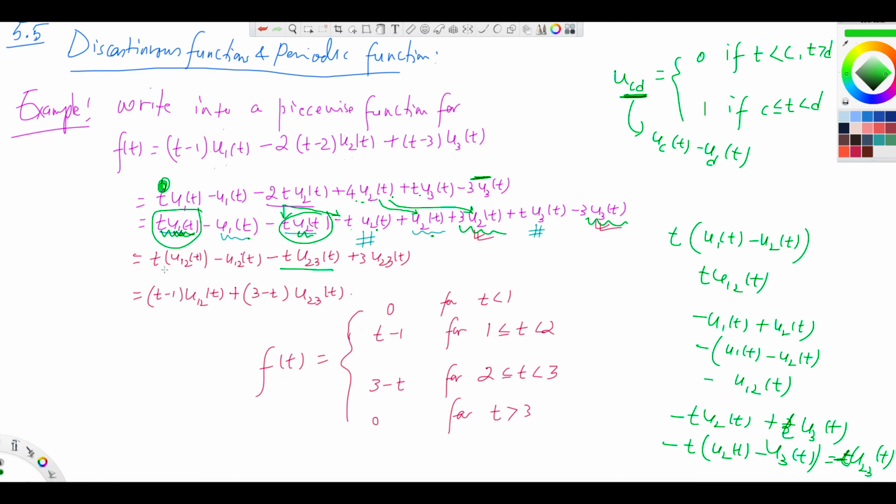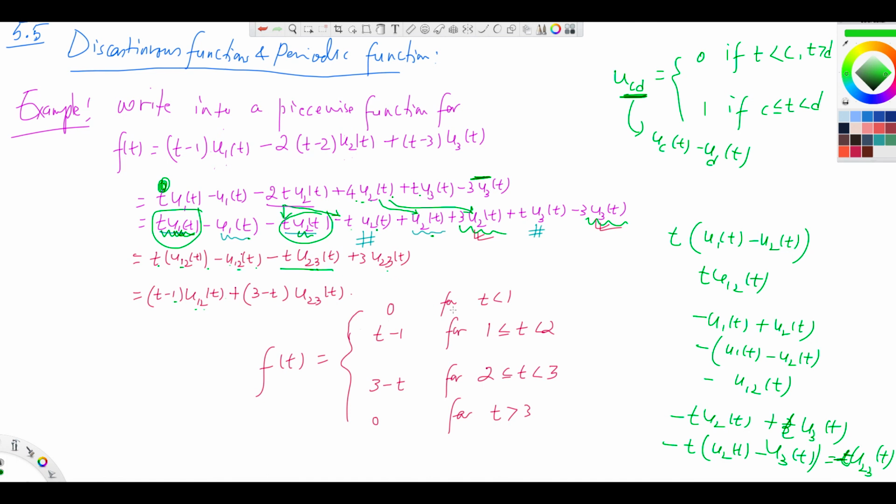So what it says is between 1 and 2, the value is t. Between 1 and 2, there is u12(t) and u12(t). You can combine those two. How do I combine that? You take u12(t) out. You will get t minus 1, right? And then here also u23(t), u23(t). You combine those, take u23 out, you will get 3 minus t. That's what you get, right? What does it say? It says between 1 and 2 the value is t minus 1, between 2 and 3 the value is 3 minus t, and otherwise it is 0, right?